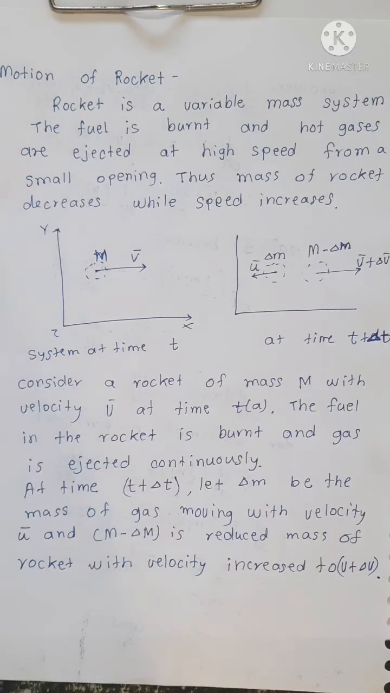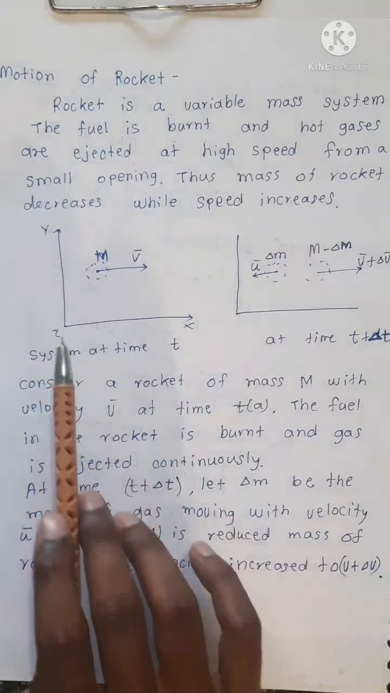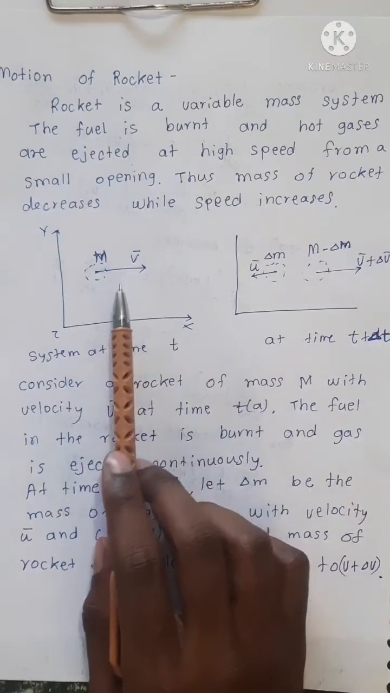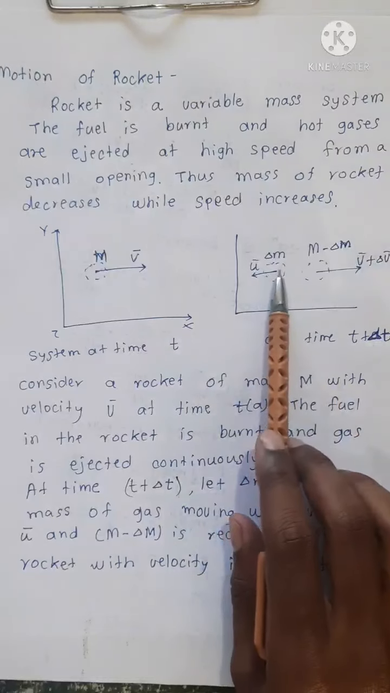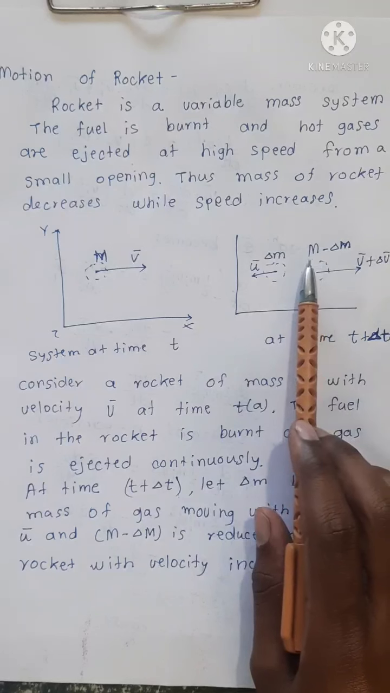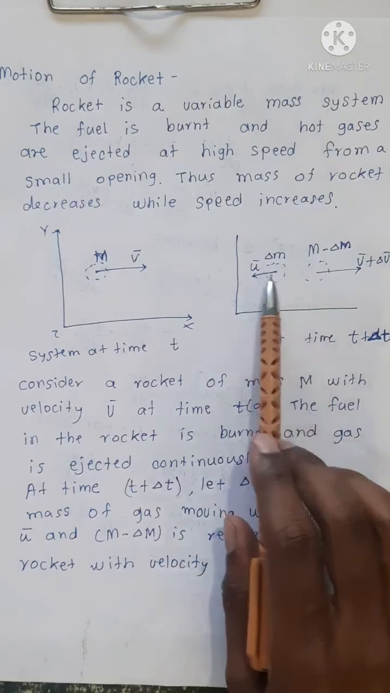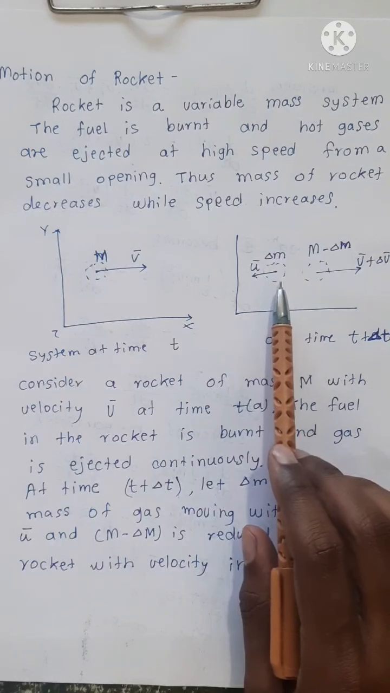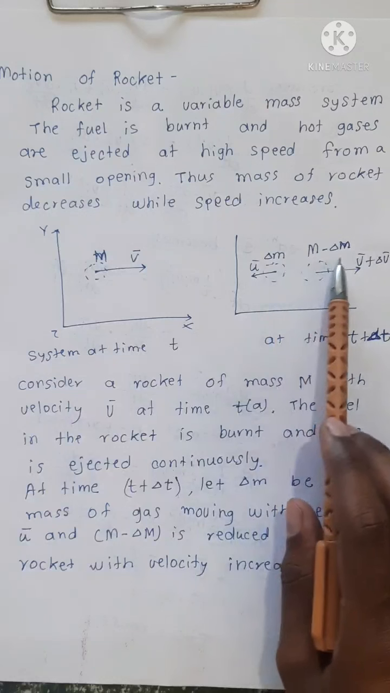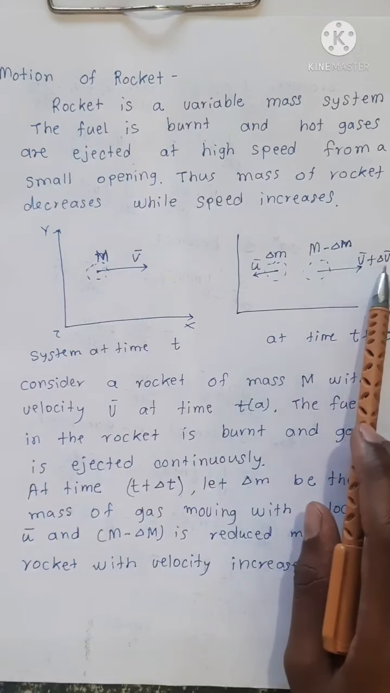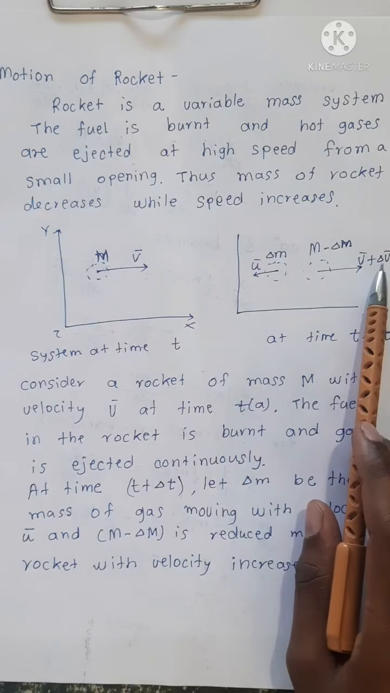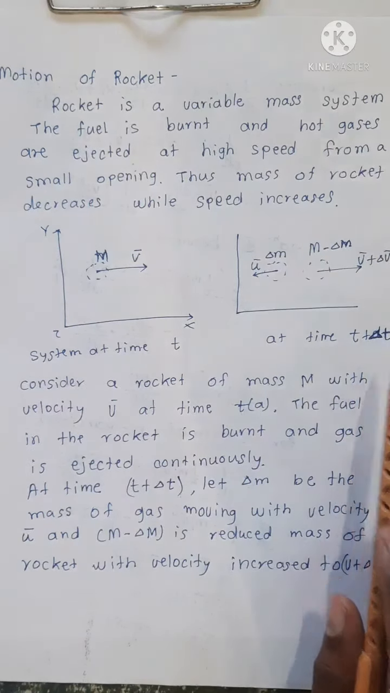Now what happens, we take the mass of the rocket as capital M and velocity V at time t. After time interval delta t, the mass will reduce because the fuel is burning and the hot gases are getting ejected from the small opening of the rocket in the opposite direction, with u bar being the velocity of the gases. So the change in mass is delta m, and because the mass is decreased, the velocity will increase, so that is delta v bar in time delta t.